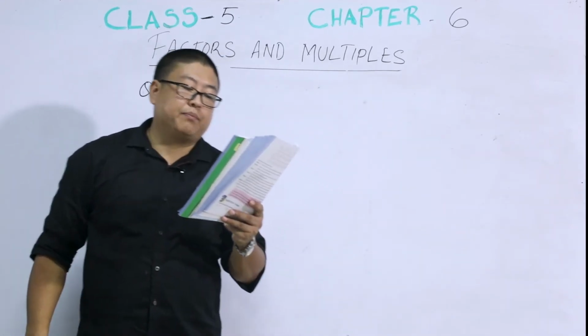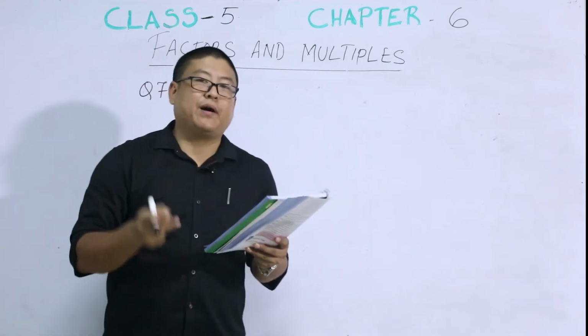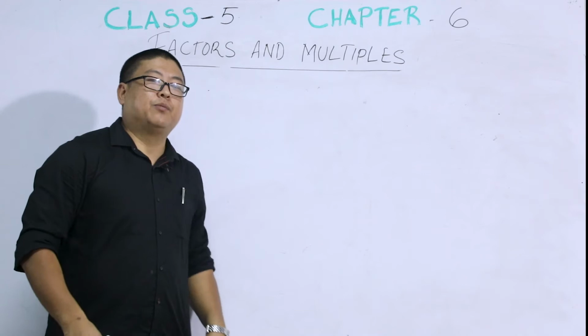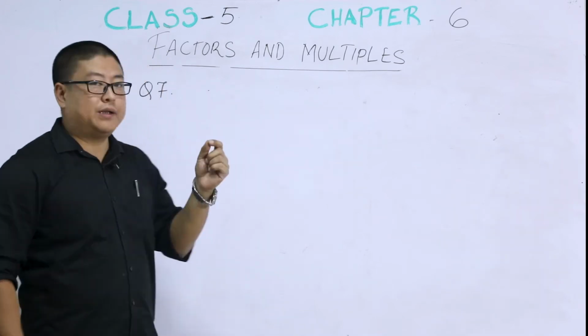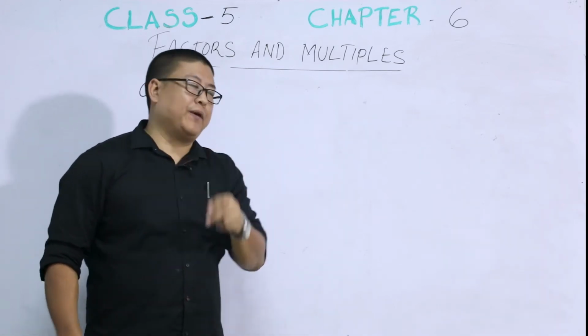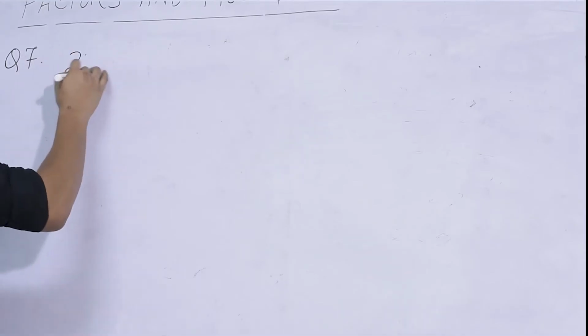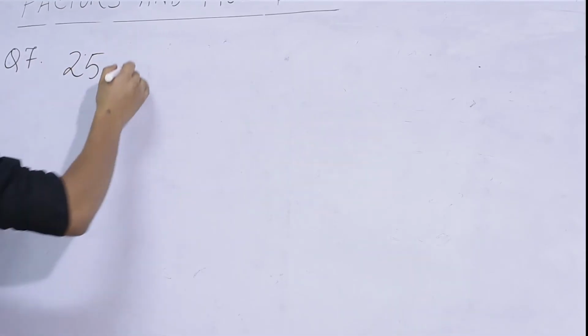Write all the prime numbers between 25 and 50. Prime numbers, we have already learned about prime numbers. Prime numbers are those numbers which have only two factors, right? So, to find the prime numbers, let me first write all the numbers between 25 and 50.